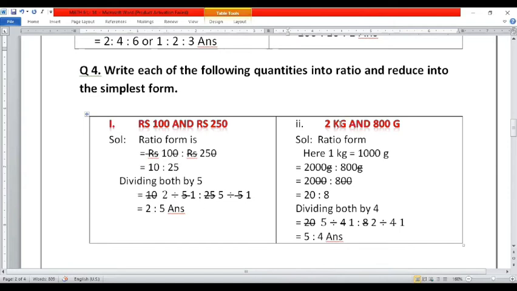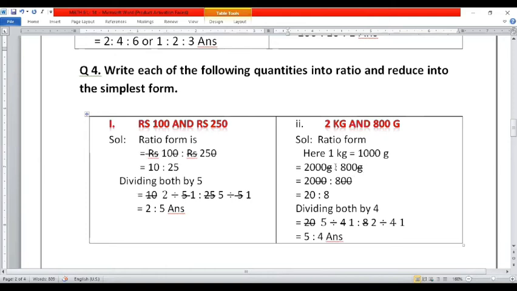Here 2 kg and 800 grams. Now we know that 1 kg is equal to 1000 grams. Why are we doing this? Because the definition of ratio is a relation between the same quantities. So if we don't have the same unit, like kg and gram, it is necessary to change the kilo into grams. 1 kilogram is equal to 1000 grams, so this 2 kg will become 2000 grams and 800 grams stays the same. Now same values on both sides we can cancel.